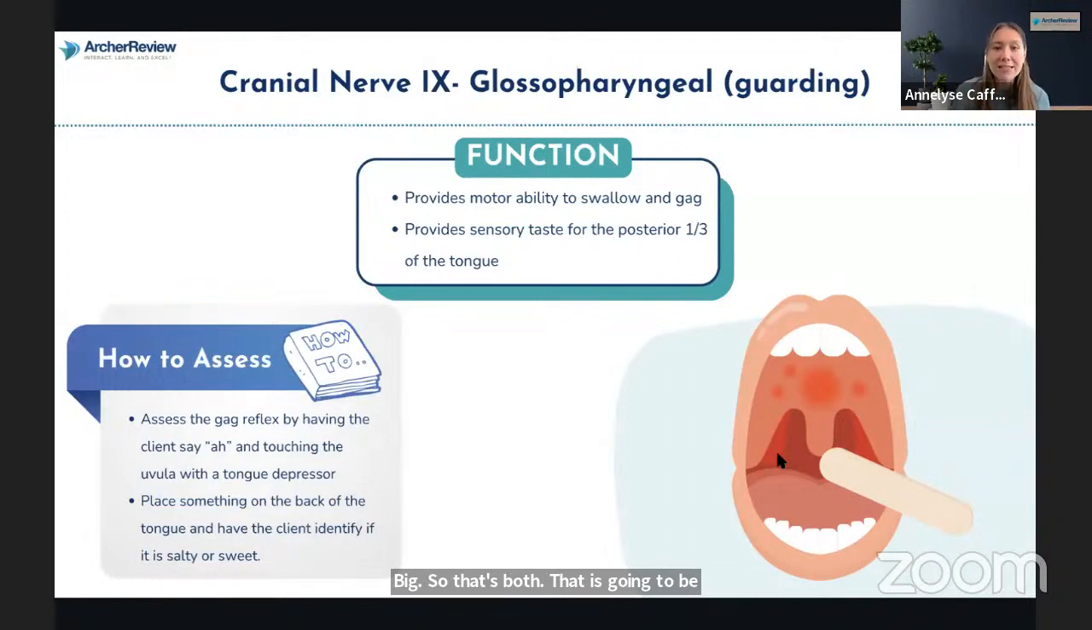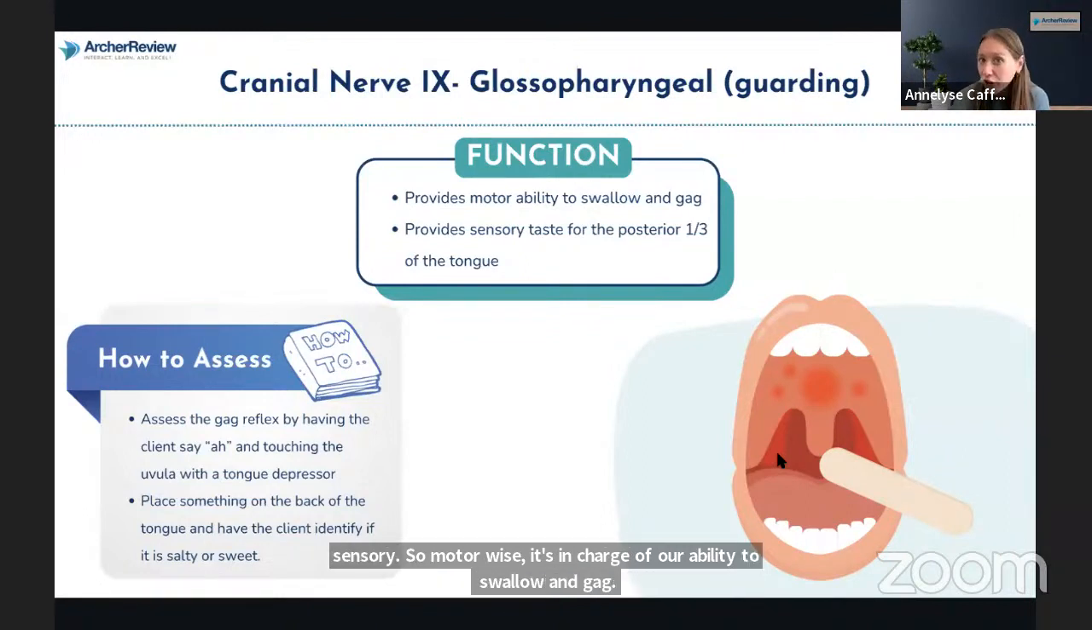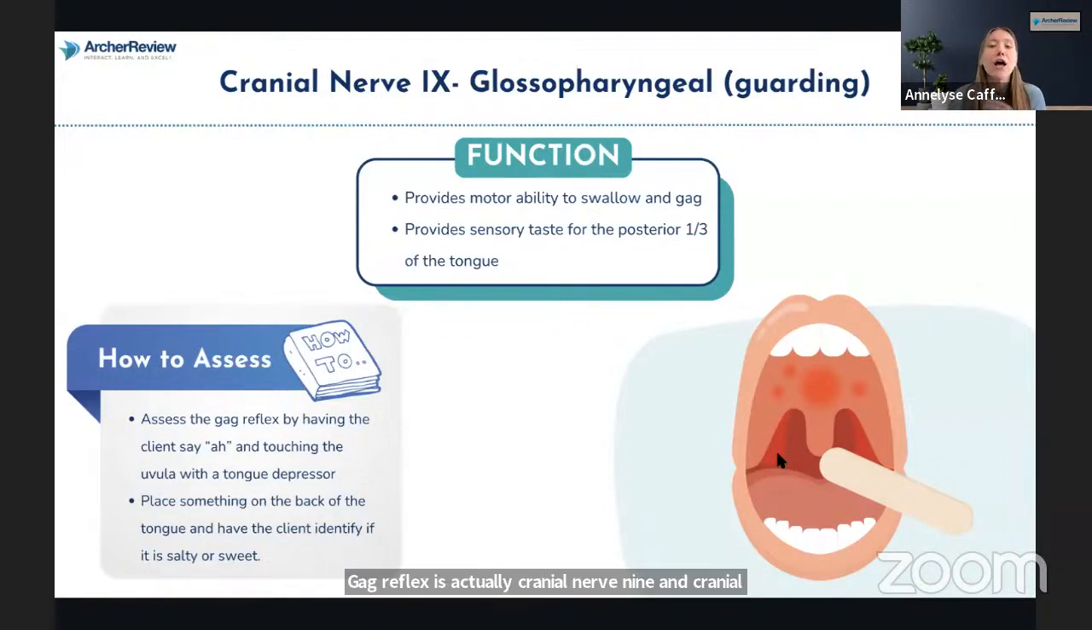So motor-wise, it's in charge of our ability to swallow and gag. Gag reflex is actually cranial nerve 9 and cranial nerve 10, so remember that. But ability to swallow, that's a really important role of cranial nerve 9. That is going to be a big safety cranial nerve, is what I call them.